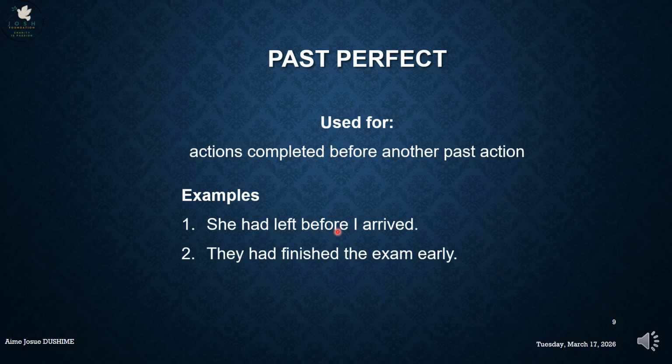She had left before I arrived. You see, we have past perfect and we also have the past simple. So that's what I was trying to tell you. We use the past perfect for the first action in the past before another action, and we use the past simple for the second action in the past after the first action, and again before the present. She had left before I arrived. They had finished the exam early. The structure is very simple. It is subject plus had plus V3. V3, remember, is the past participle.